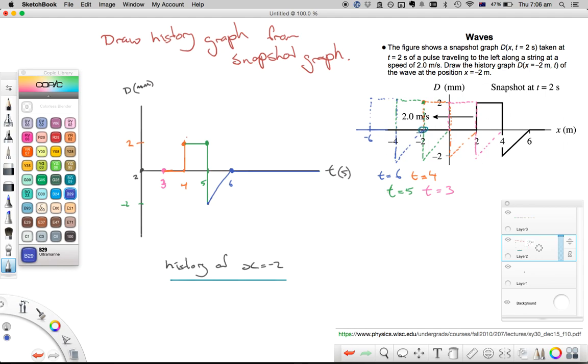We could see from 2 to 3 seconds, the particle doesn't move. From 3 to 4 seconds, the particle pretty much doesn't move, but then at 4 seconds, it just jumps up when it hits this point. Then it stays here for another second. Then it instantaneously moves down to the maximum negative displacement of -2 millimeters. And then within the next second, it makes its way back up to a y displacement of 0. So hopefully that's helped you get a better understanding of drawing a history graph from a snapshot graph. This question was originally from this website here.